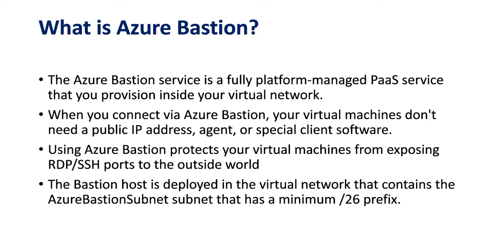Basically, when you connect via Azure Bastion, your virtual machine doesn't need a public IP address, agent, or any special client software. The Bastion host is deployed in the virtual network that contains the Azure Bastion subnet that has a minimum /26 prefix. When we use this Azure Bastion service, our subnet name should be AzureBastionSubnet. There are two ways to create it: either you create it automatically, where Microsoft will do it, or you configure it on your own. We will see these in the demo.